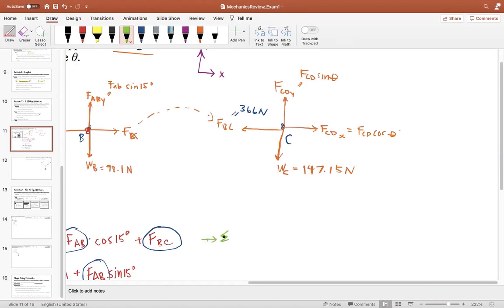Well, the sum of Fx equals 0, as we know. Since we're going in the right direction, the FBC would be negative. And then the FCD cosine theta would be positive. Sweet. Okay. And then how about in the Y direction? In the Y direction, since we're going up, the weight of 147.15 newtons is negative, and then positive is the FCD sine theta.